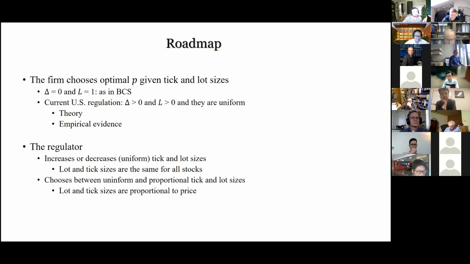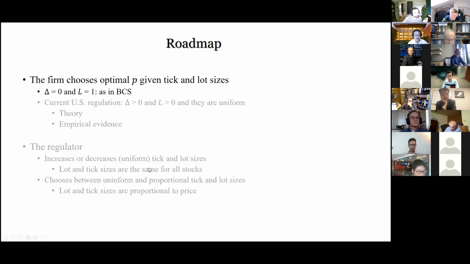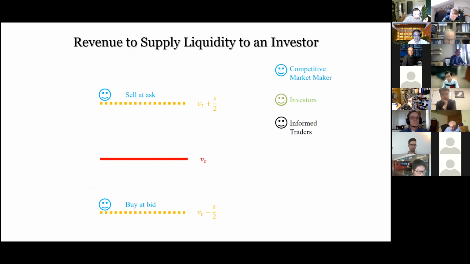So here's the roadmap. First we talk about the firm's decision. The firm chooses optimal P given tick and lot sizes. I will start with BCS with continuous price, discrete lot, and later I will talk about the regulator. So what is BCS? I think most of you know that, but I summarize it using one figure.